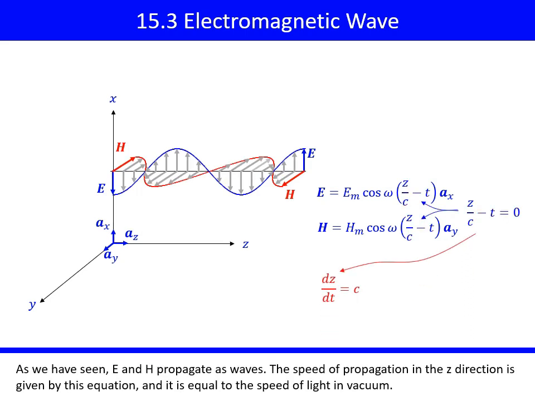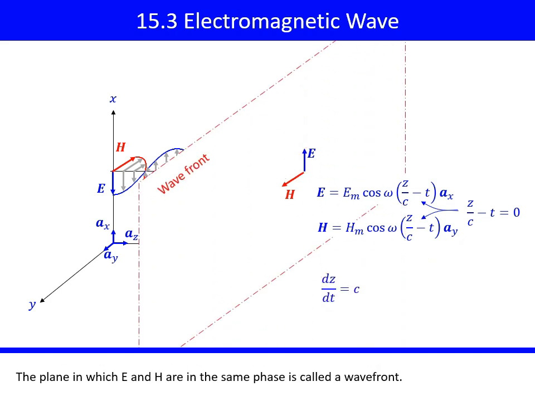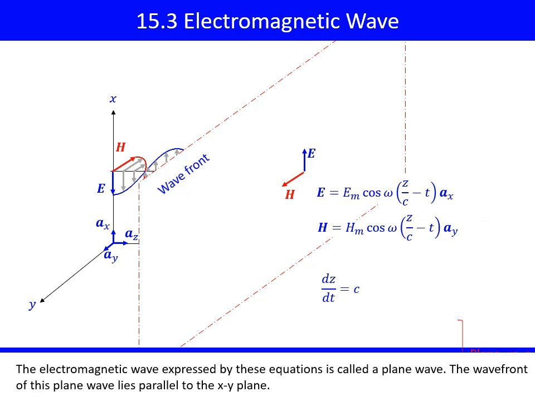As we have seen, E and H propagate as waves. The speed of propagation in the z direction is given by this equation, and it is equal to the speed of light in vacuum. The plane in which E and H are in the same phase is called a wave front. The electromagnetic wave expressed by these equations is called a plane wave. The wave front of this plane wave lies parallel to the xy plane.